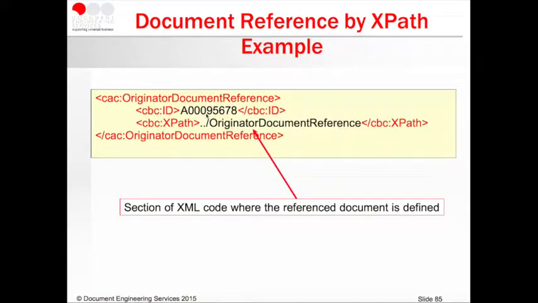So, originator document reference, here is the identifier, and this is a path, what's called an XPath, that is an address that points you to the XML code where the reference document is defined. So you would look, or your computer application would look, at that address to find a copy of the XML that defines the document reference.